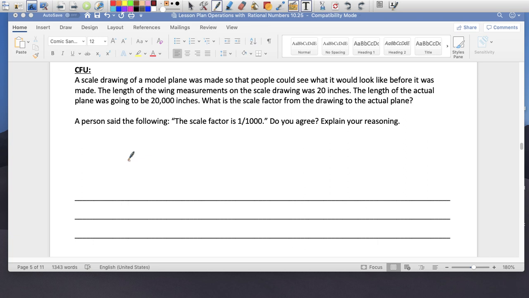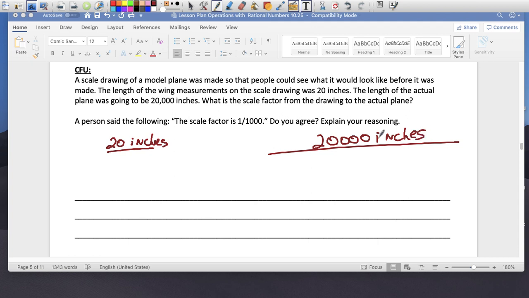So here we have an airplane, and the wing measures 20 inches. The actual wing in real life measures 20,000 inches. What's the scale factor from the drawing to the actual plane? So again, this one we're going from small to big, and it says, is the scale factor this? Do you agree or disagree? Well, let's find out. So small is 20 times a number that we don't know yet, and we'll call it x, equals 20,000. So how much bigger, right?